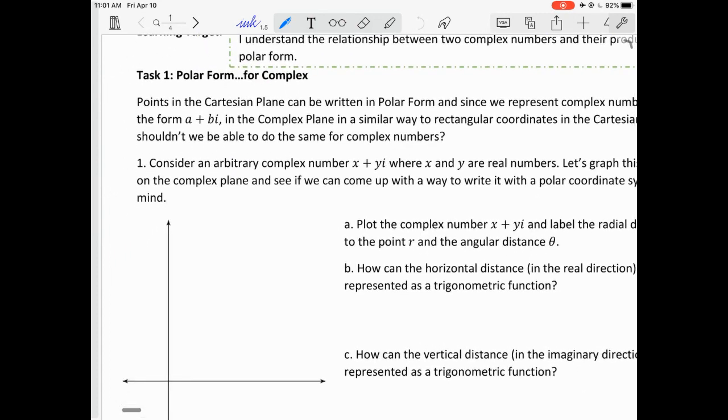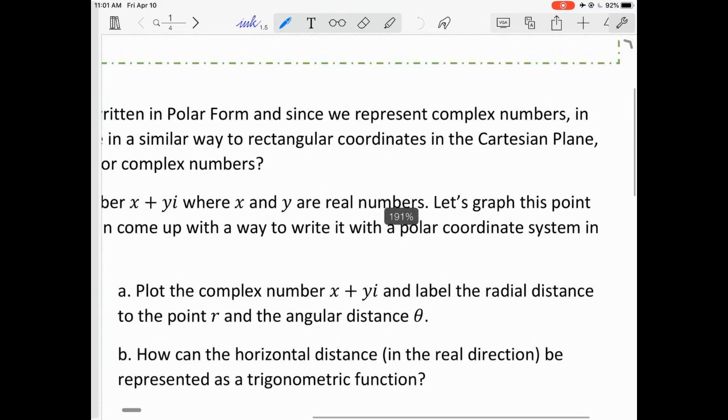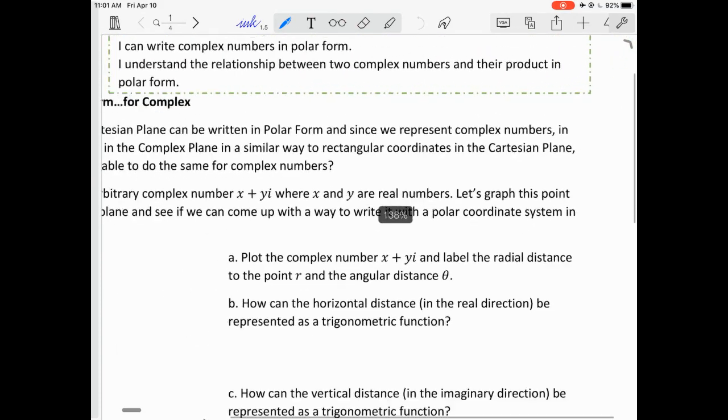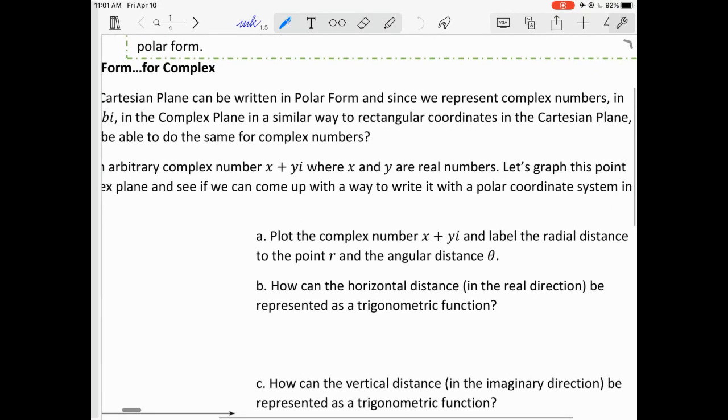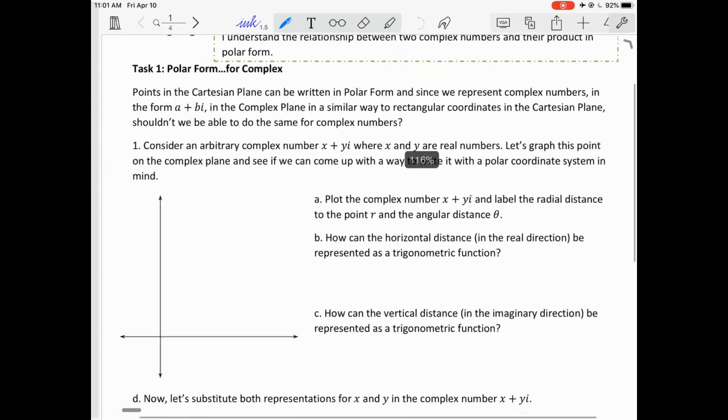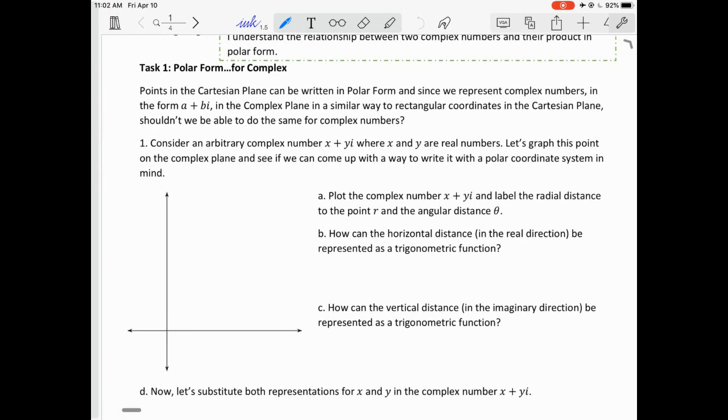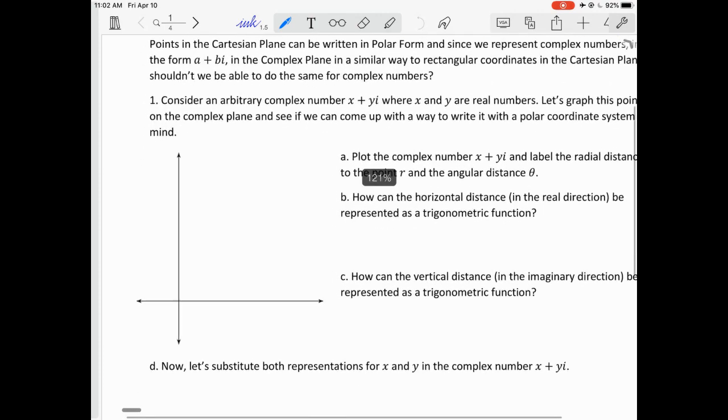So first thing, task 1. We know that points in the Cartesian plane or rectangular plane can be written in polar form. And since we can represent complex numbers, which are in the form a plus bi, in the complex plane in a similar way to rectangular coordinates, that is, we can go horizontally and then vertically to get to any point in the complex plane, shouldn't we be able to do the same thing for complex numbers? So let's test it out.